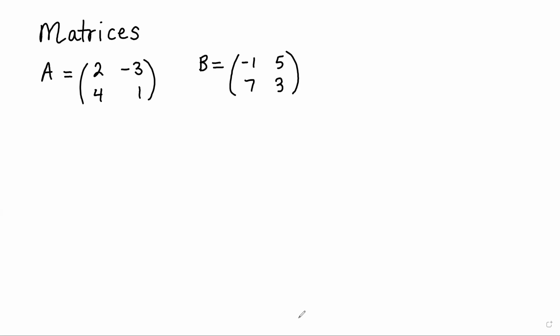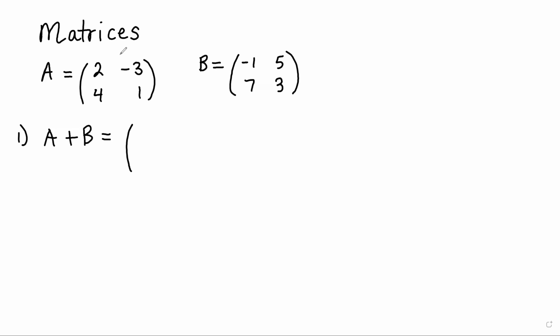So consider we have these two matrices, A, which is 2, -3, 4, 1, and then B, which is -1, 5, 7, and 3. If you had to add these matrices, for example, if you needed to find A plus B, well, all that means is you're going to add corresponding terms, right?